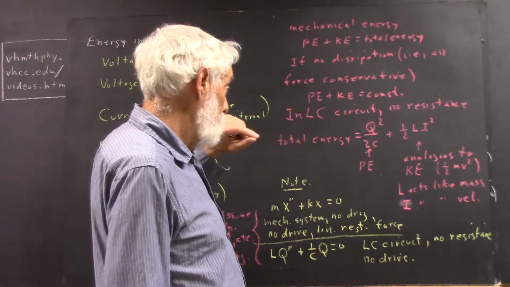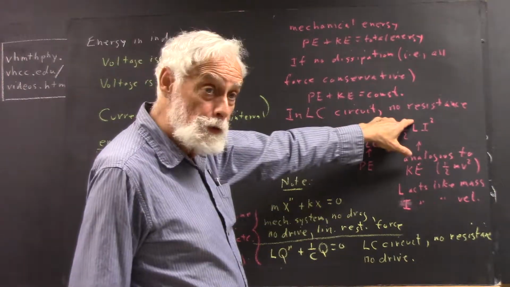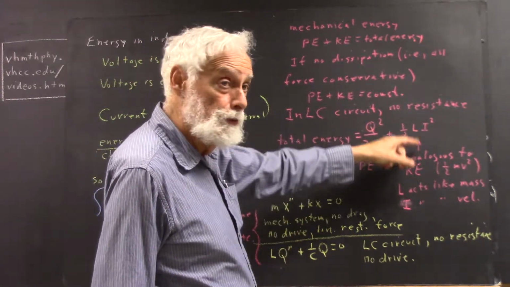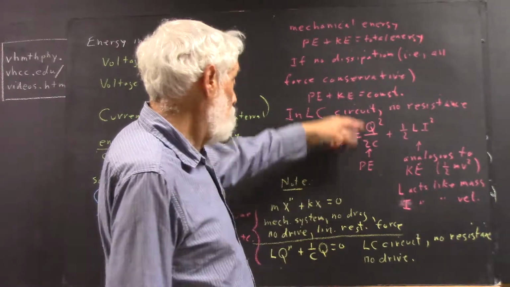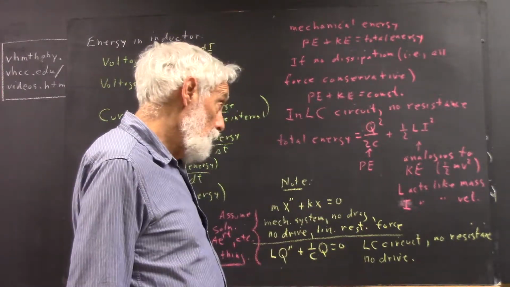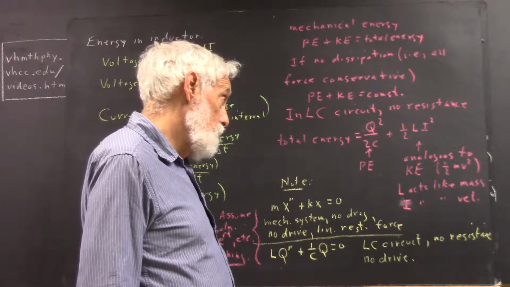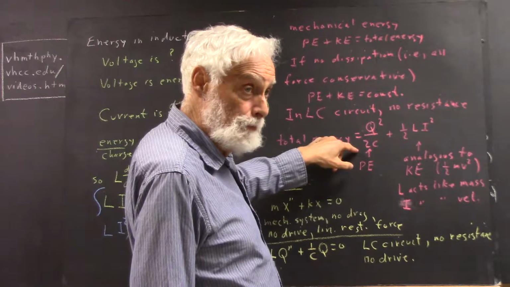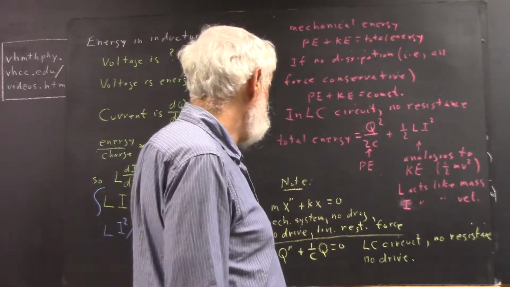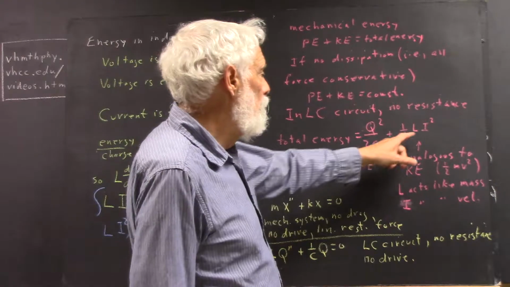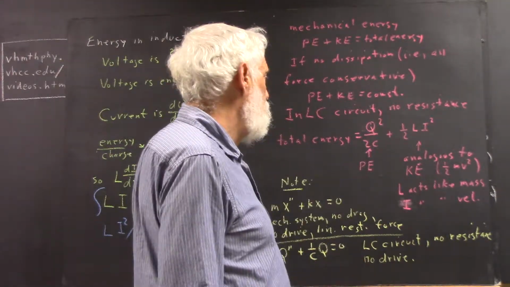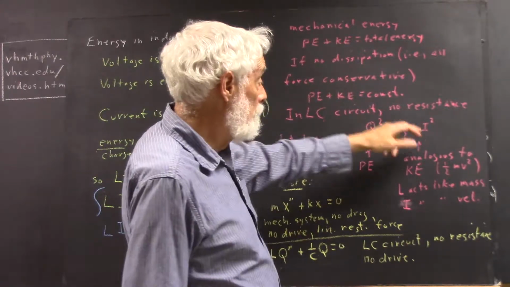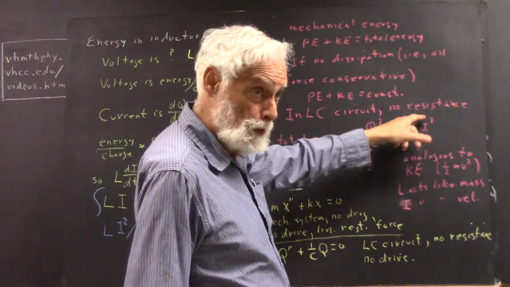In an LC circuit with no resistance, the total energy is just the energy on the capacitor plus the energy on the inductor. And of course we just derived those expressions. Q squared over 2C is a potential energy. The capacitor's holding a potential energy. The 1/2 Li squared, if this is a potential energy due to Q, then this is like a kinetic energy due to the rate of change of Q.